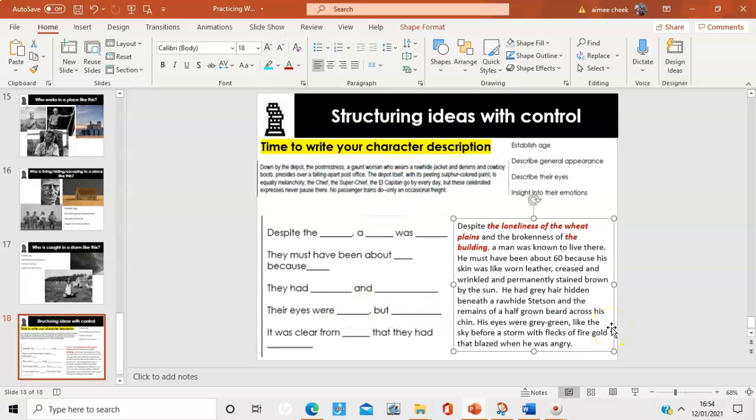I'm taking my sentence stems from here. So despite the loneliness of the wheat plains and the brokenness of the building, a man was known to live there. He must have been about 60 because his skin was like worn leather, creased and wrinkled and permanently stained brown by the sun. He had grey hair hidden beneath a rawhide Stetson and the remains of a half-grown beard across his chin. His eyes were grey-green like the sky before a storm, with flecks of fire gold that blazed when he was angry. Okay, so the last bit.